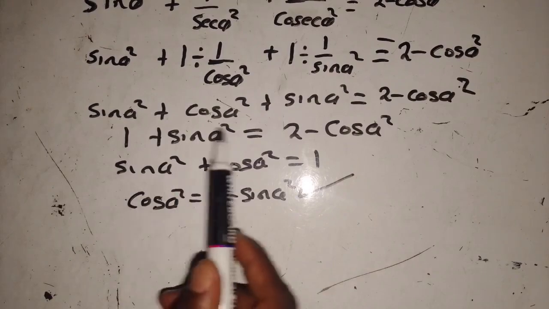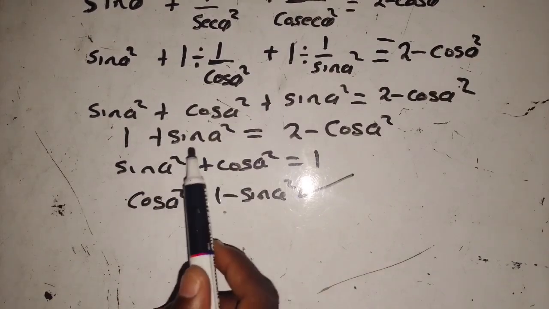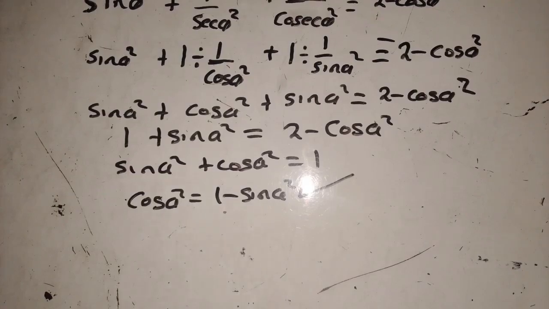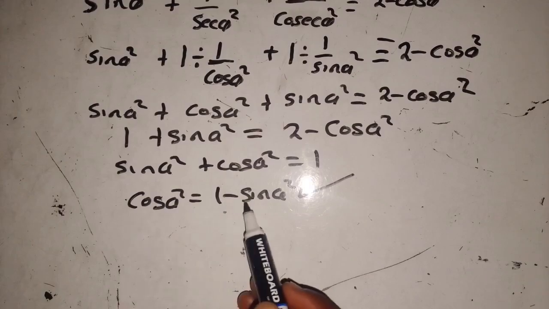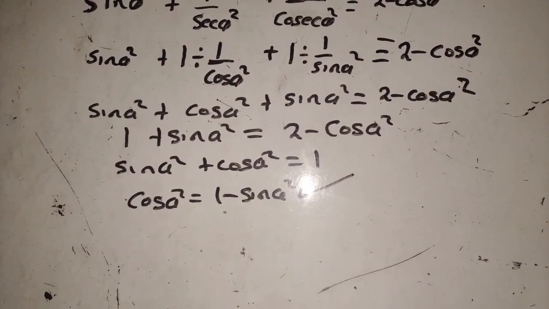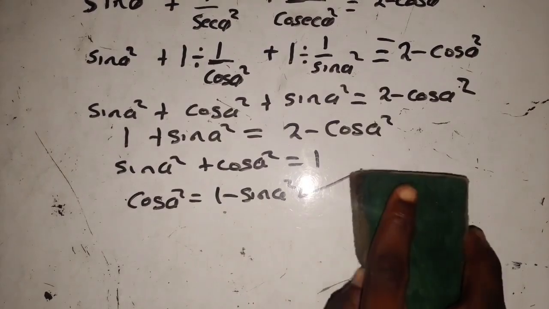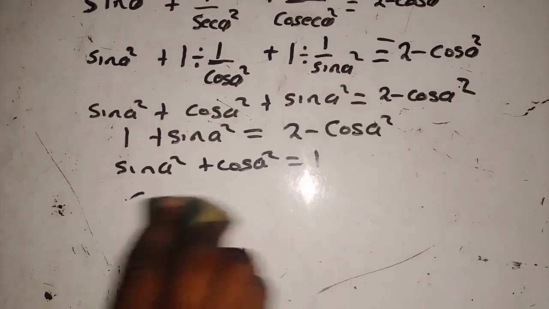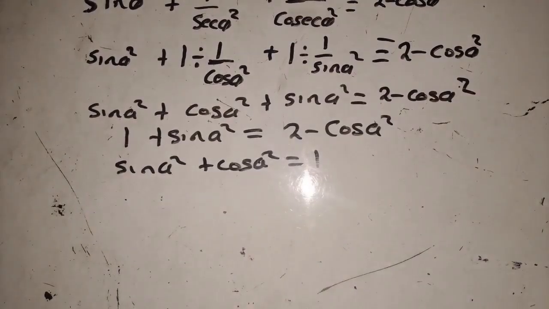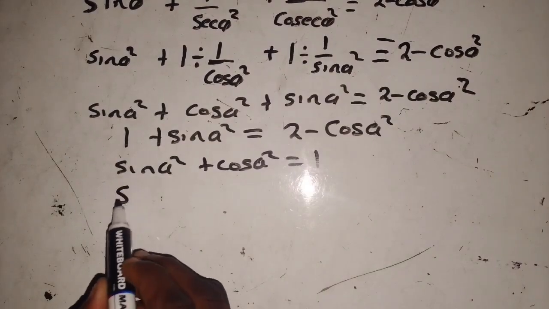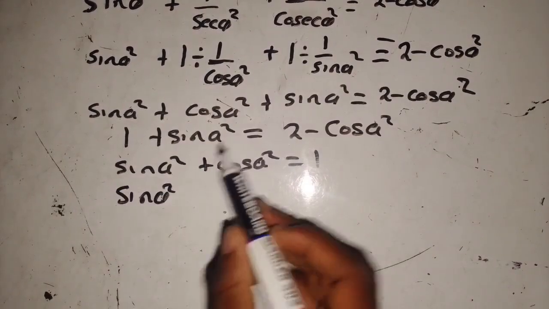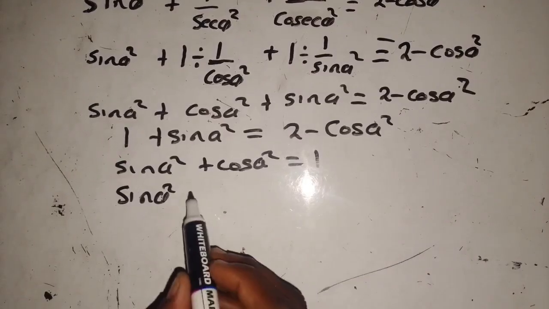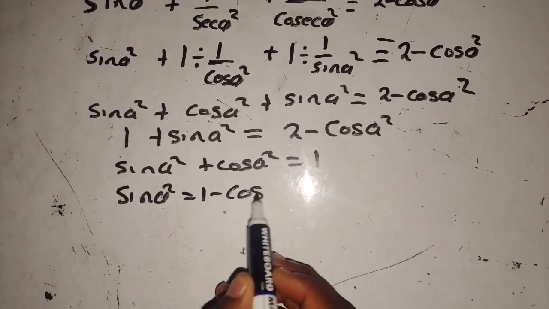Okay, so here where we have sine theta squared, we can make sine theta squared the subject if we want. So we know that cos theta squared is equal to 1 minus sine theta squared. Okay, so let's try to make sine theta squared the subject of the formula, using the same equation. So sine theta squared can be made the subject by doing this. We just take cos theta squared to this side, hence we're going to have 1 minus cos theta squared.